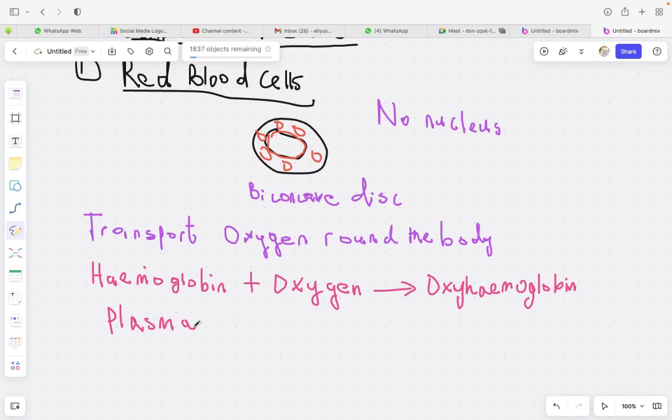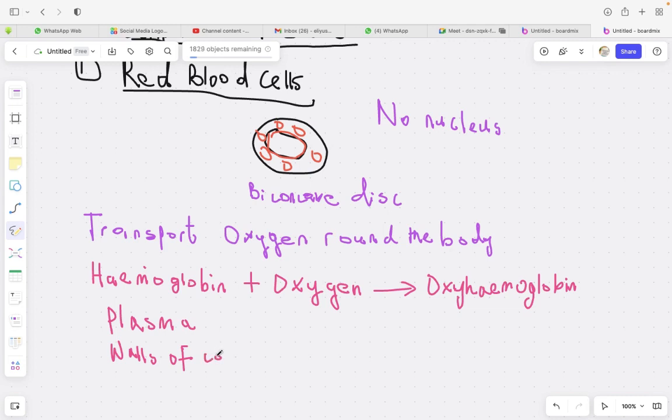Now let's focus on the released oxygen. When it is released from the red blood cells, it will pass through what? First, it will pass through the plasma, the liquid part of the blood, and then also through the walls of the blood capillaries into the tissues. So it passes through the plasma and also passes through the walls of the capillary.